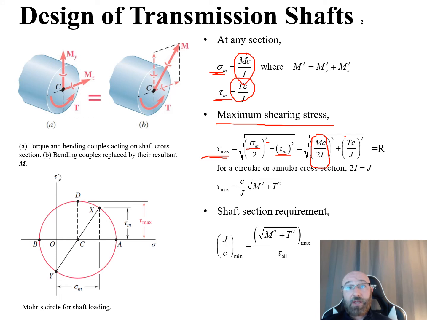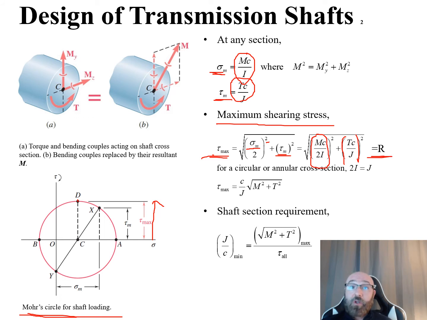So we can plug that in here. Now we can see we have Tc over J squared. Now, we can also take a look and draw Mohr's circle, which we have down here, for a shaft loading. And we can see that our tau max, if we look at this here, is the distance from our neutral axis up to the outside edge, right here at point D. And this is the radius of our circle. So this is equal to our radius R.